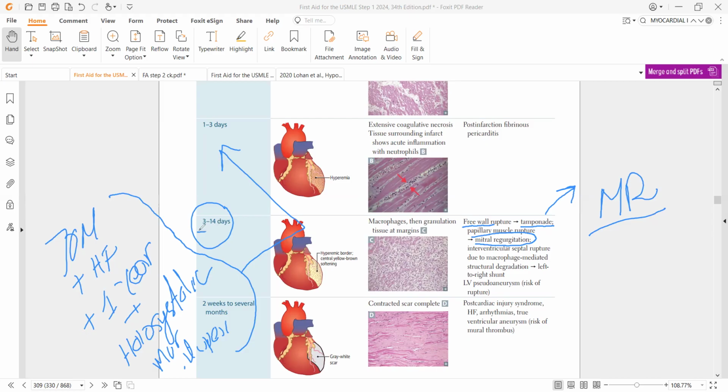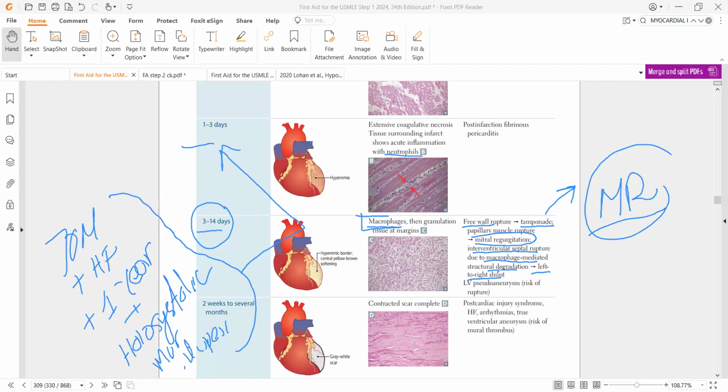One more thing, in 3 to 4 days, macrophages infiltrate, while in 1 to 3 days, neutrophils are still present, because the neutrophils are the cells of the acute inflammation, while the chronic inflammation cells are macrophages. Okay. So again, interventricular septal rupture is due to macrophage-mediated structural degradation, with left to right shunt.